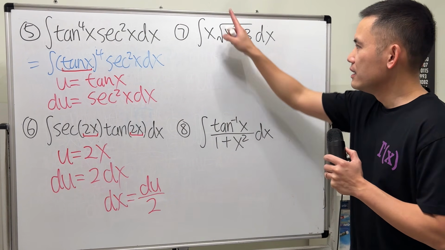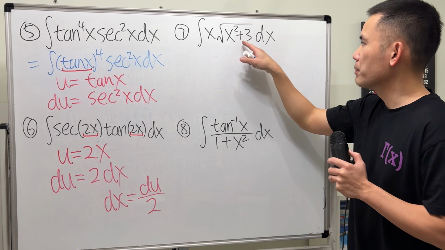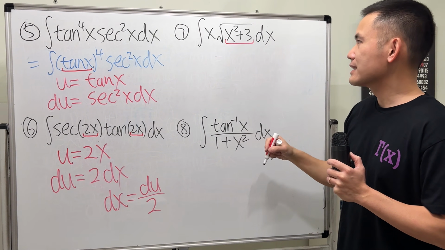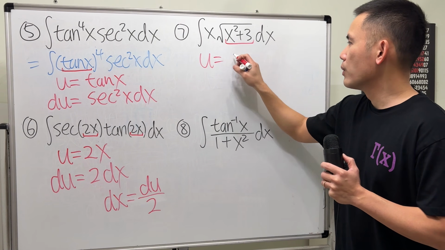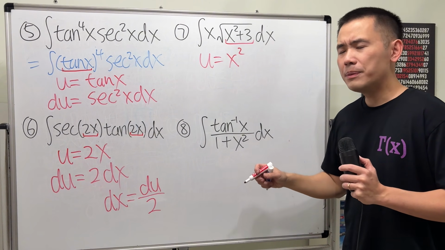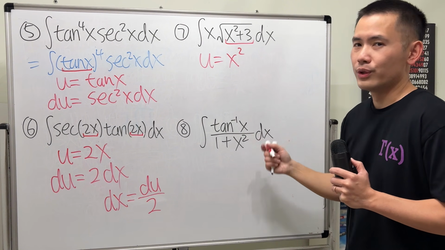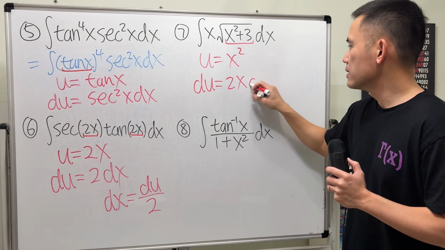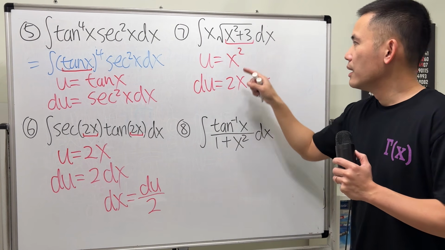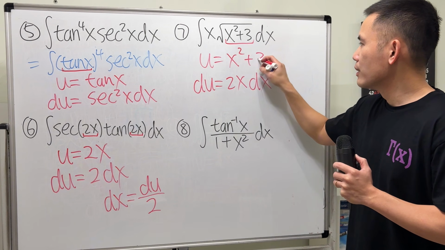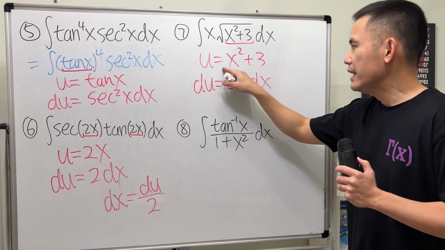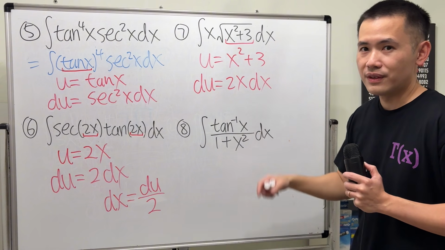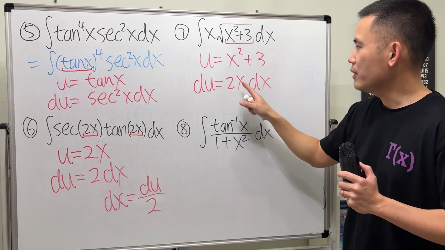Number 7, integral of x times the square root of x squared plus 3. What's the inner function? That is this right here, right? x squared plus 3. So go ahead, let u equal x squared. And you might be wondering, why do I put a plus 3 or no? Well, if you have du right here, the derivative is 2x dx, yes. If I put the plus 3 right here, we have the same derivative, right? In that case, go ahead and just put the plus 3 right here as well, because it does not affect the derivative. And you have this x right here.